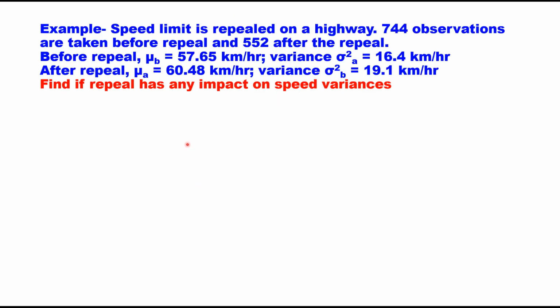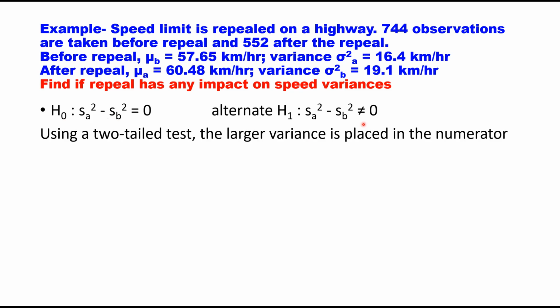Same example, that the speed limit is repealed on a highway, and we take after-repeal and before-repeal data, and the variance of these data is 16.4 km per hour after the repeal of the speed limit and 19.1 km per hour before repeal. We are not now keen to know the difference between the means, but we are interested in the difference in the variance. So we again make the null hypothesis that there is no change in the variances, and the alternate is that they are not equal. So it is a two-tailed test.